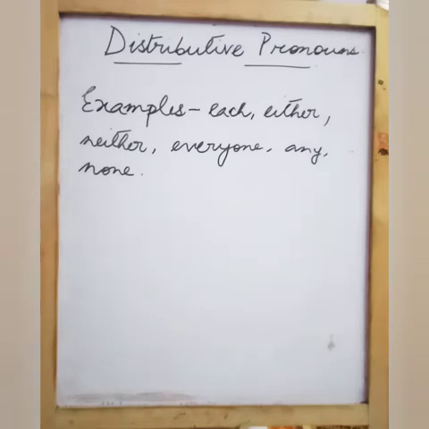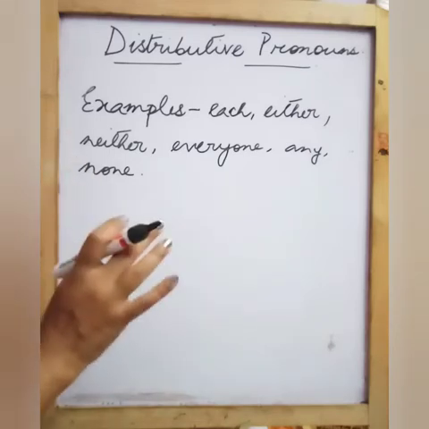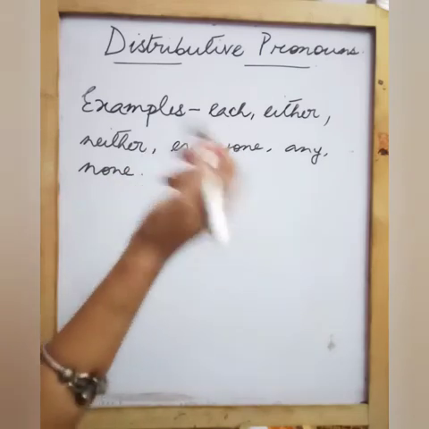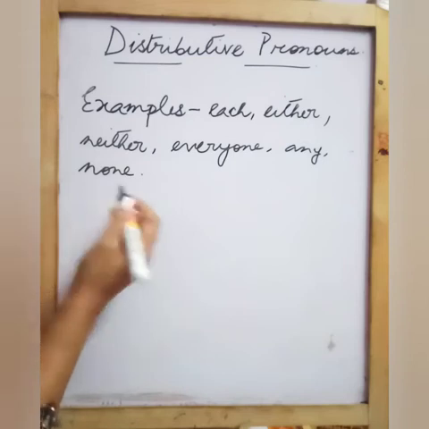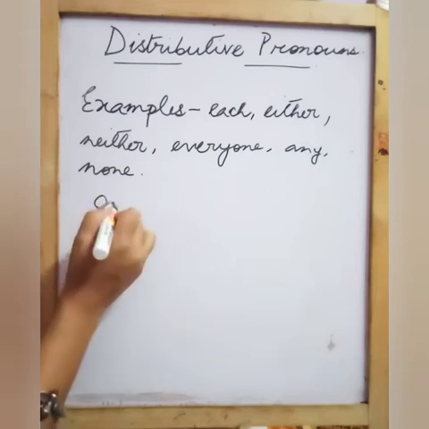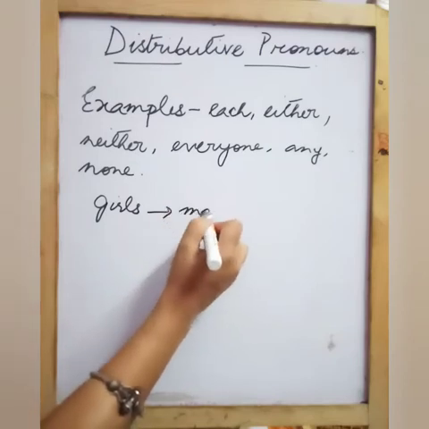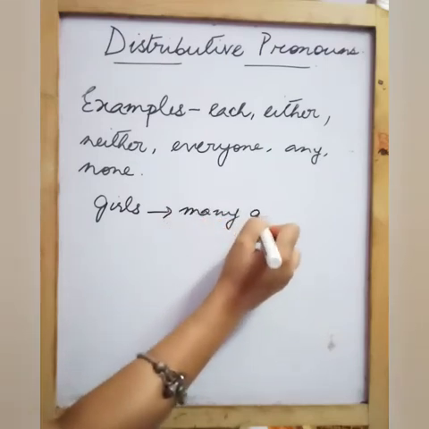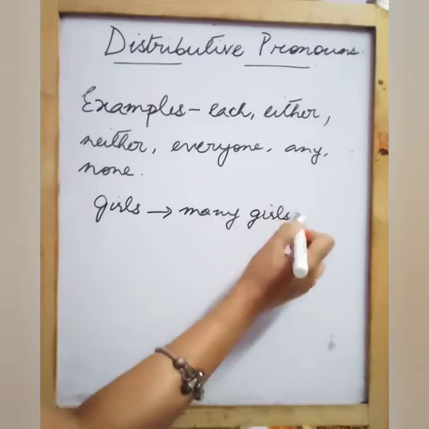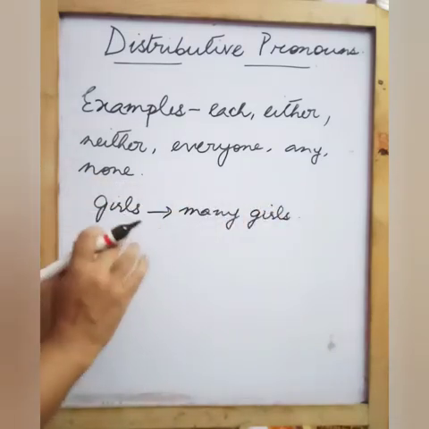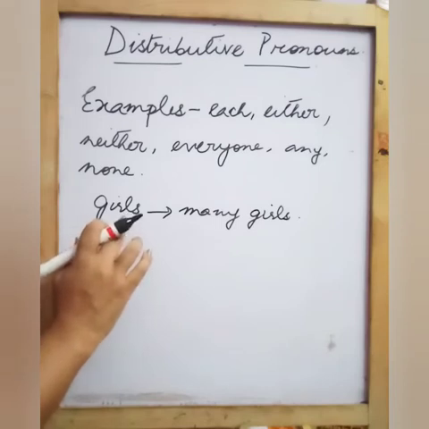So a distributive pronoun will describe the members of a group separately. Fine, say we had done in the first example a group of girls, isn't it? Girls is what? It is a collection or a representation of many girls, isn't it? Many girls. So what a distributive pronoun does, it will describe or specify each girl in this group. Fine, that is the work of the distributive pronoun.